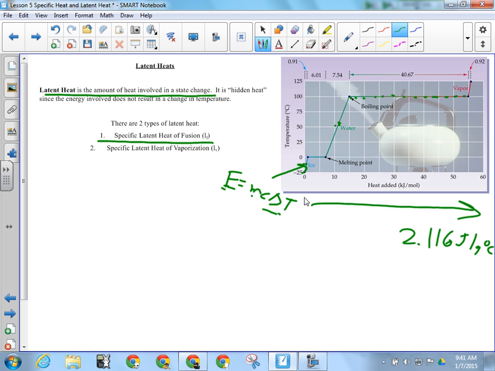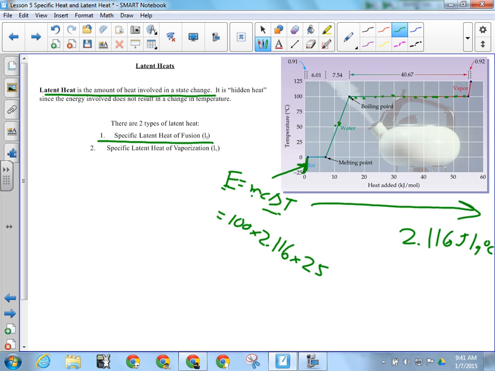Let's say that this was 100 grams of ice, and I wanted to calculate how much energy was involved right here. I would just go 100 grams times 2.116, because it's ice, right? Ice's heat capacity is 2.116, and it's going from minus 25 to 0. So now I would have the amount of energy required to heat the ice from minus 25 to 0. Everybody all right with that?